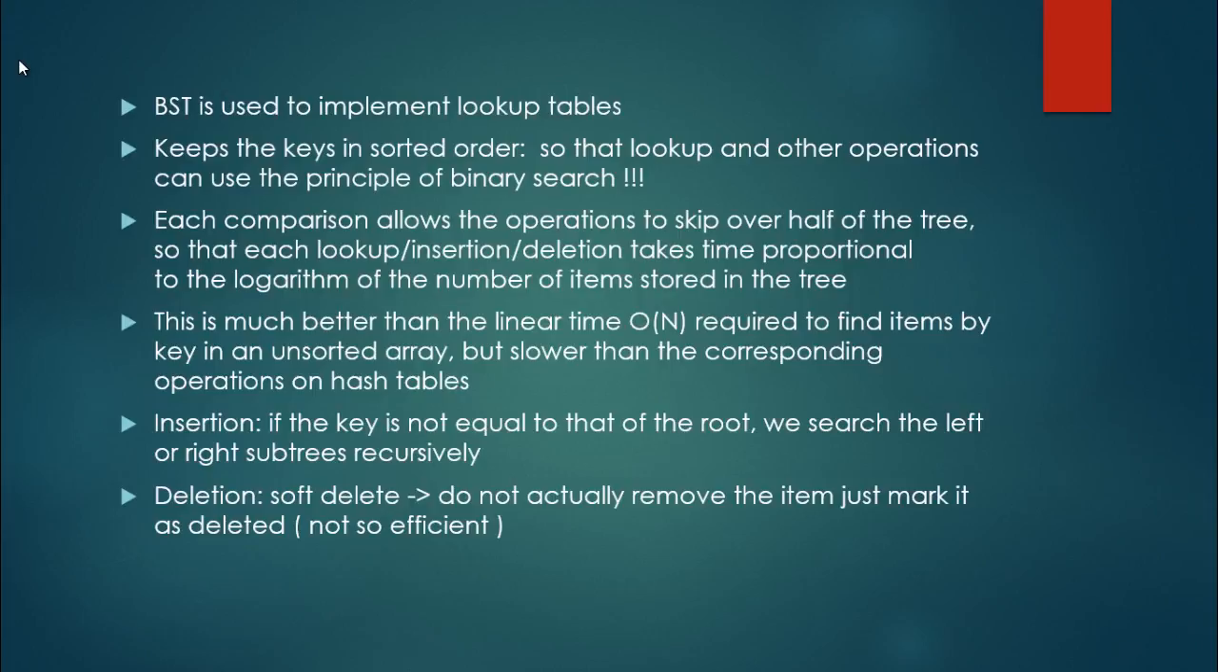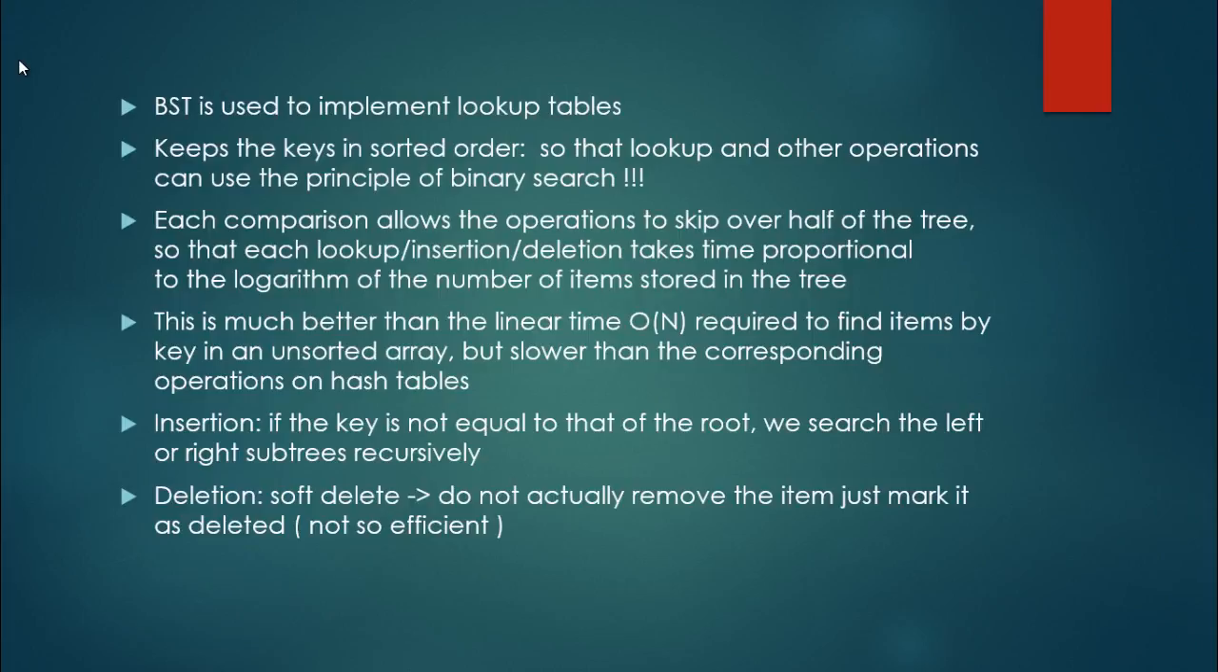So a binary search tree is used to implement lookup tables. We want to store data. We keep the keys in sorted order so that lookup and other operations can use the principle of binary search. If you are familiar with the difference between linear search and binary search, that's the main point here: instead of linear time complexity, sequentially going through the array, we can jump at the beginning, in the middle, and check whether in the sorted array it is greater or smaller than the item we are looking for. And on each iteration we discard half of our data. And this is happening here in the binary search tree.